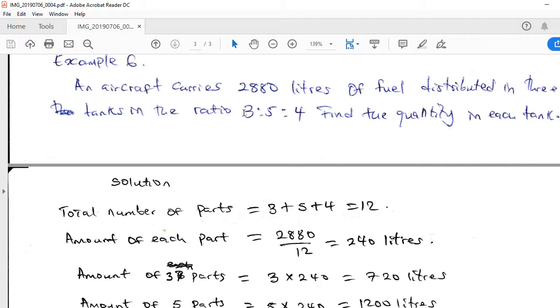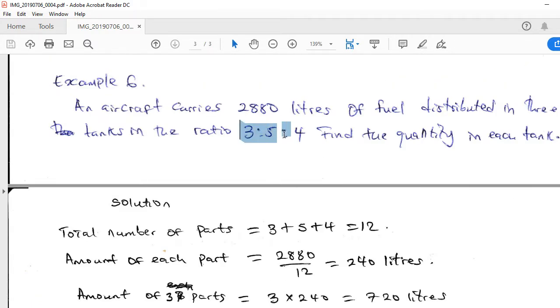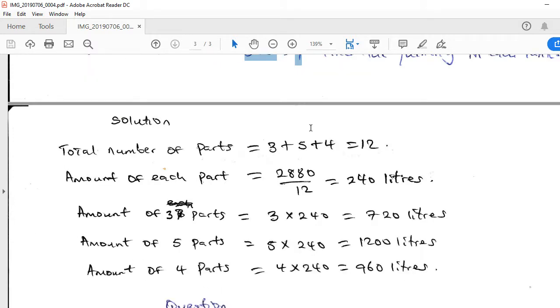Now there is another method, which is not written here. You can say 3 divided by the total, which is 12 here, multiplied by 2,880 to get the amount for the 3 part. You can also say 5 divided by the total, 12, multiplied by 2,880, and likewise 4 divided by 12 times 2,880. That's basically how to do it. That's another method.